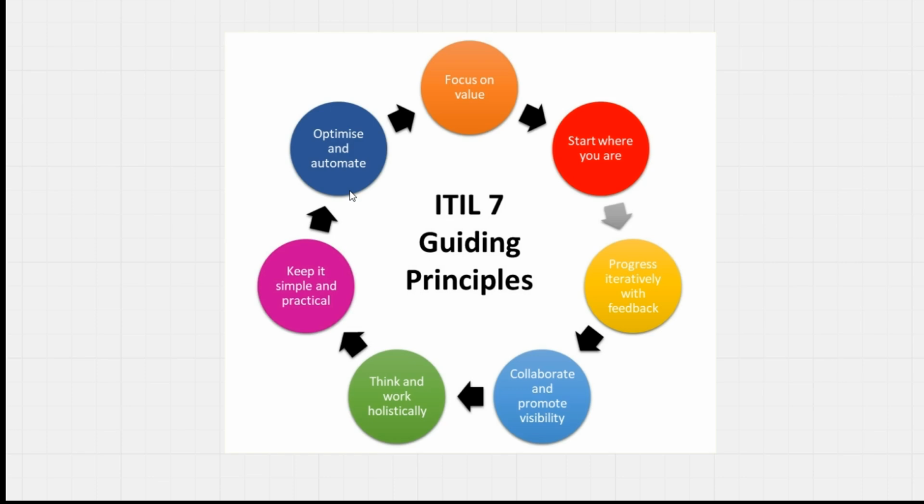Optimize and automate. Always think about automation. Optimization: how to optimize the process, how to optimize the creation of the purchase order, the creation of the sales order, how to automate them, make them simple, make them faster. So if we follow these 7 guiding principles, we can achieve success, and achieve the goal of building and creating value for the organization.